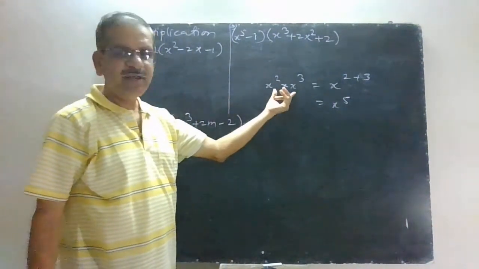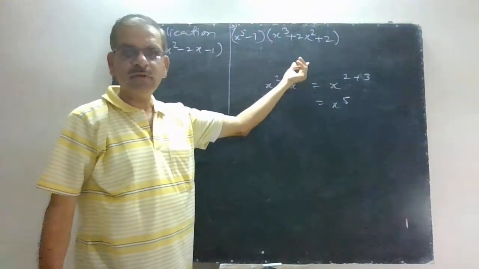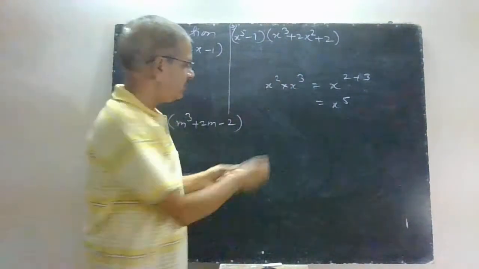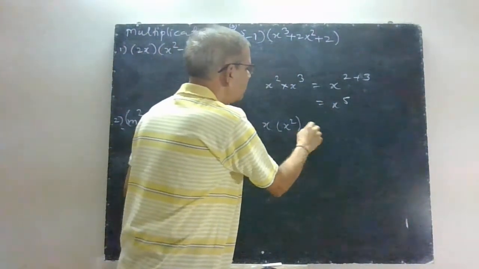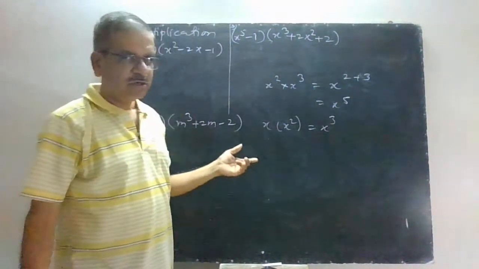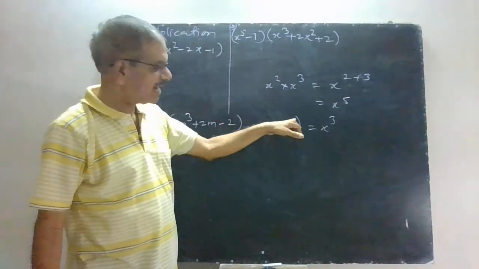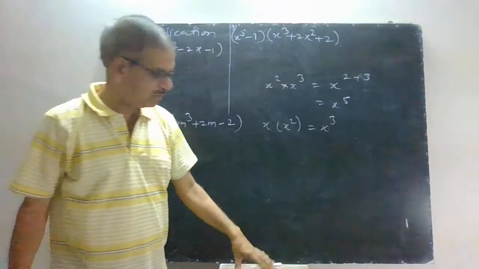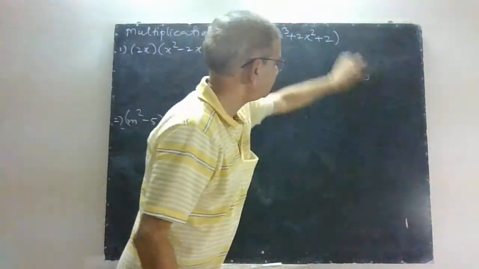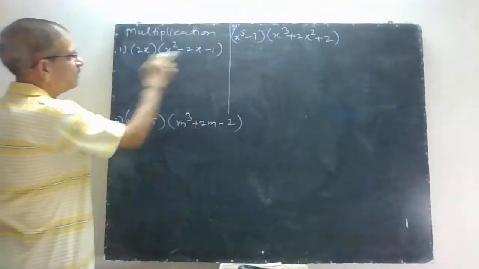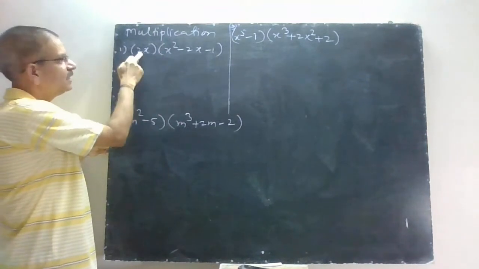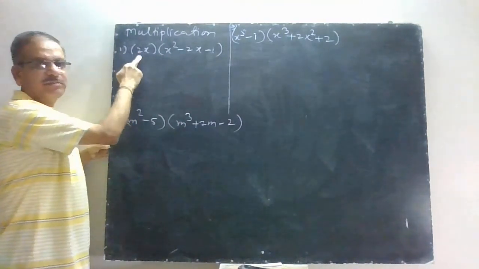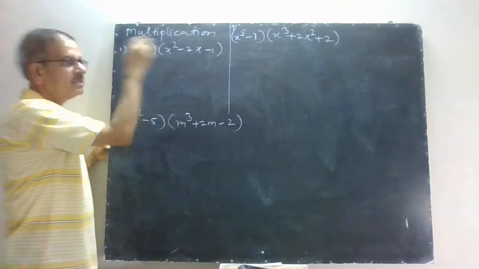Only you have to remember this thing: when you multiply the variables, you have to add their powers. So x into x square gives you x raised to 3, or whatever it may be. You just add the powers of the variable while multiplying. When you multiply numbers, you know how to multiply those numbers. Now, you have to multiply every term of the first polynomial to every term of the second polynomial.